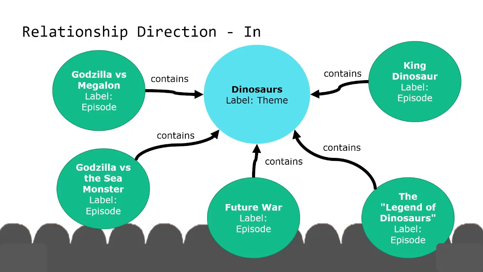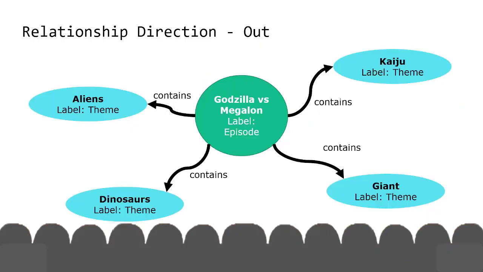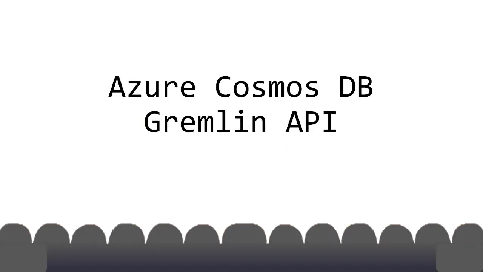We'll see that in the syntax. Out, the arrows are pointing outwards from the vertex. So Godzilla versus Megalon, it contains the kaiju theme, the giant theme, dinosaurs theme, and aliens theme. Notice that those arrows are pointing out from the episode. Those are going to be out E, or out edges. Edges and vertices both have in and out. We will look at those in our queries.